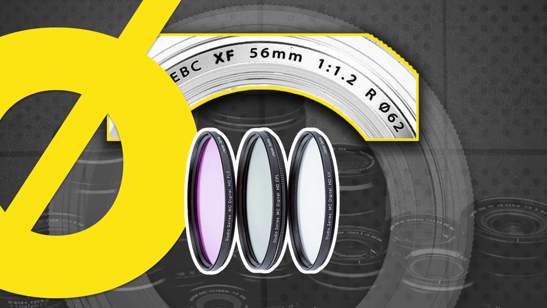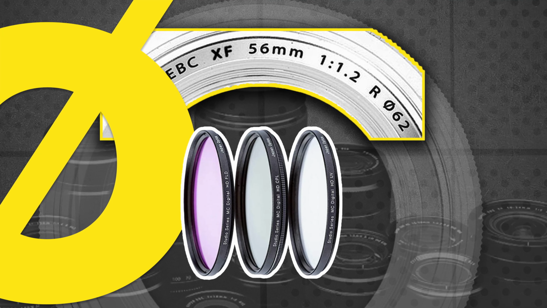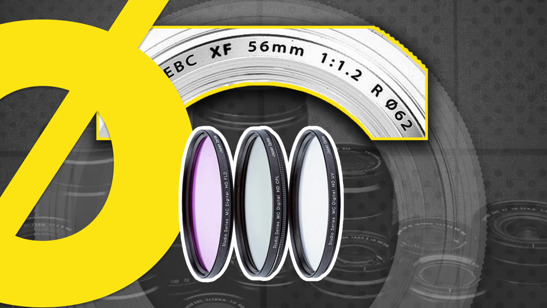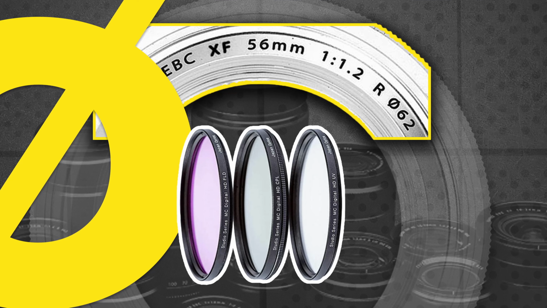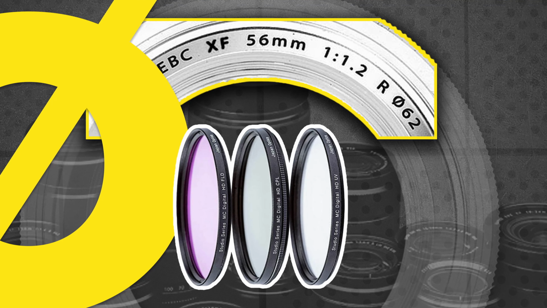The last marking you'll usually see on Fujinon lenses is this weird O with a dash through it followed by a numerical value. For example, 62. This is the diameter you need to look out for when buying filters to match your lens.